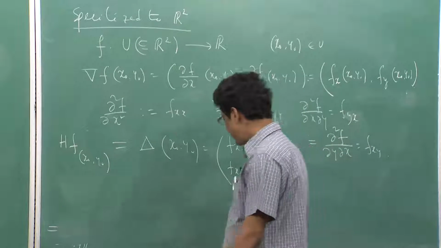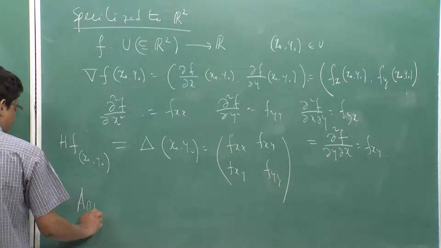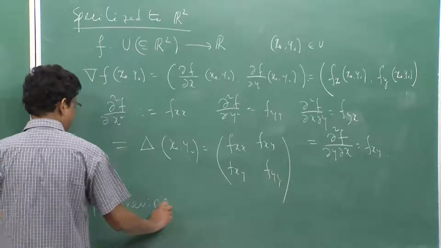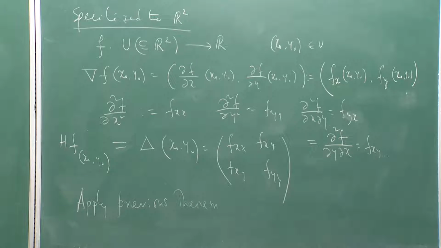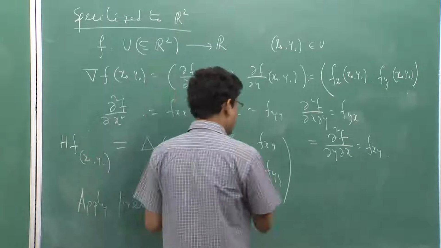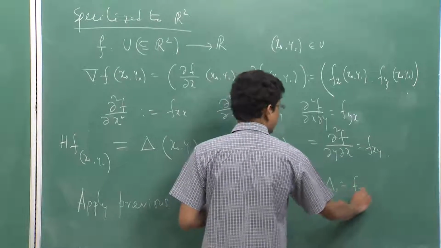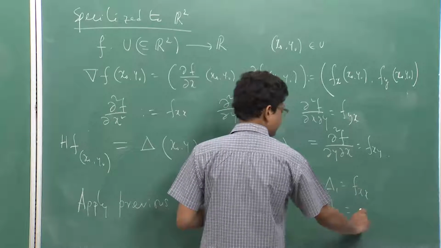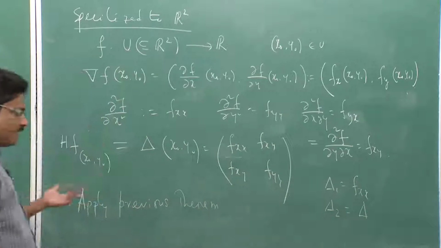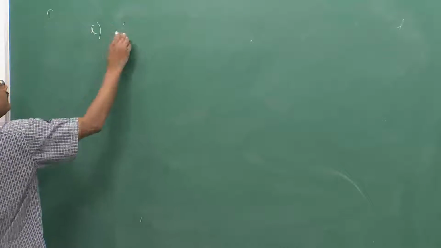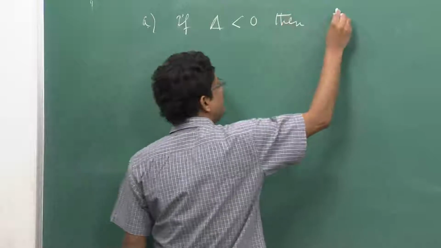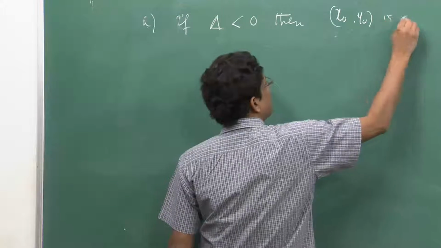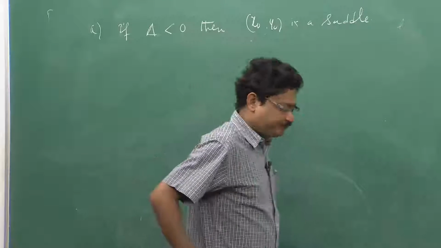So, what does the test say? Apply the theorem. What will it say if I apply the theorem? That A 2k is even, but there are only two principal minors here, delta 1 which is f_xx and delta 2 which is delta itself, and I should have some delta 2k less than 0 for saddle point. So, the test says: (A) if delta 2k, but only one possibility, that is the delta itself, is less than 0, then (x naught, y naught) is a saddle. Okay.